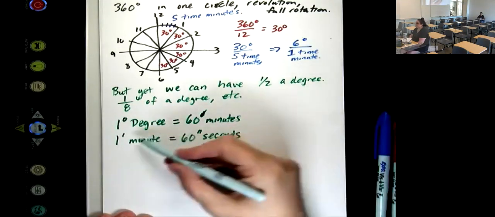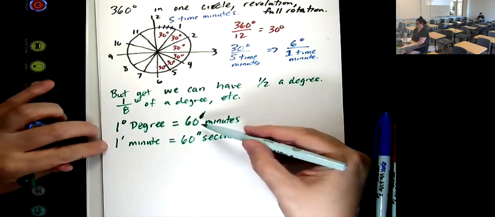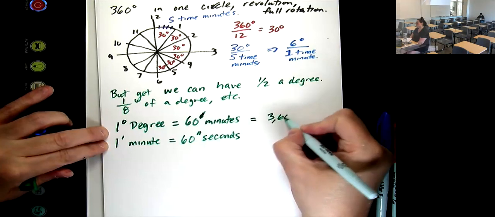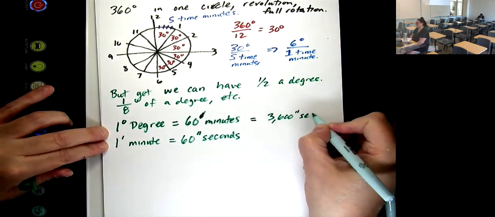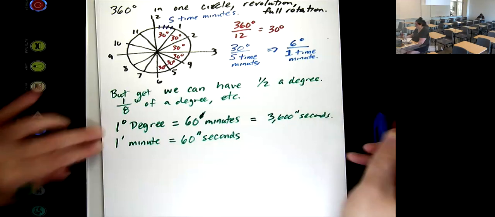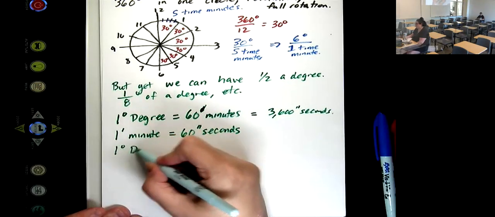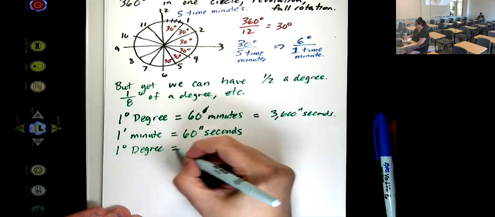But if we look at this right here, if we stack it up, 60 minutes is going to equal 3,600 seconds. Or another way of writing that is saying 1 degree equals 3,600 seconds.